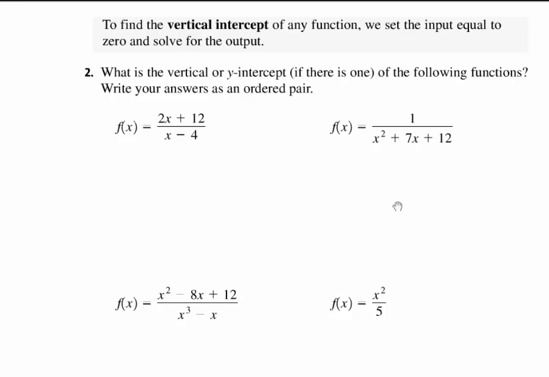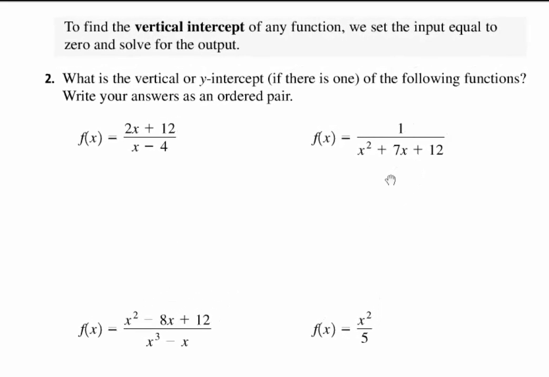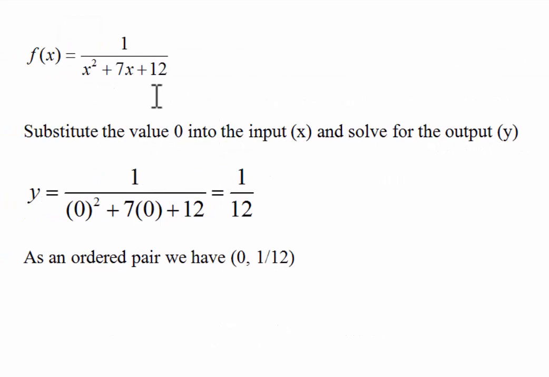Okay, now we look at the second problem, right? We have f of x equals 1 over x squared plus 7x plus 12. Again, we're going to solve this problem the same way. We're going to sub in 0 for the input and solve for the output. And again, I've written this on a separate piece of paper. When I sub in 0 for all of my x values, or my inputs, I'm left with 1 over 0 plus 0 plus 12, which really leaves me with 1 over 12. So my input is 0, or x is 0, and my output would be 1 divided by 12.